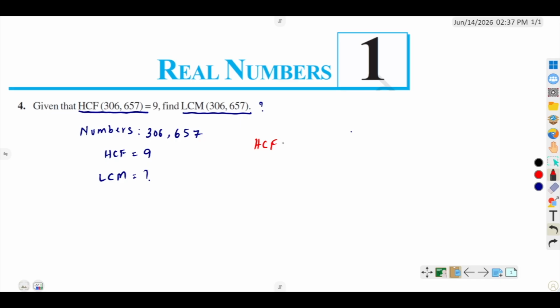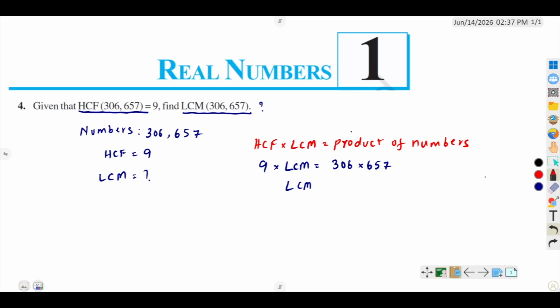So HCF times the LCM equals the product of the numbers, right? This we have proved. This works when you have only two numbers, okay? The HCF is 9 times LCM we have to find, so I'll keep it as is. Now the product of the numbers means we need to multiply 306 times 657. Now let's shift 9 to the opposite side, so it will divide, okay?